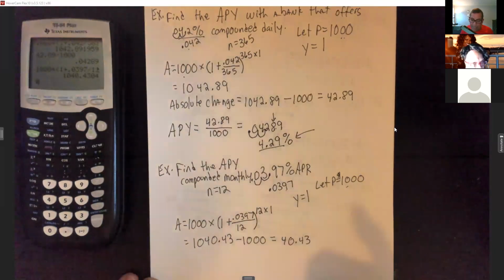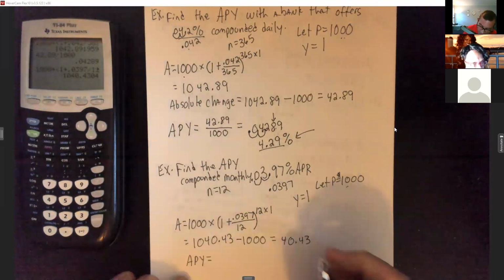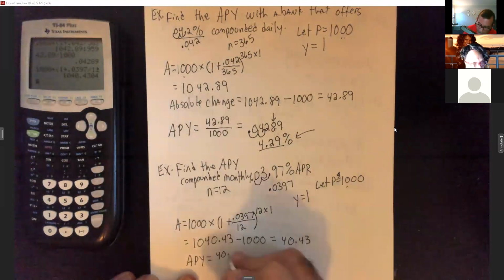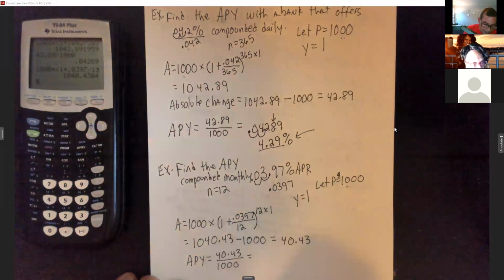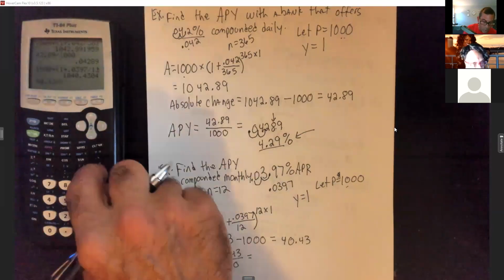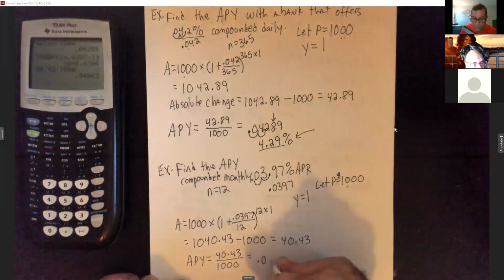All right, so last step, find that APY. APY equals my $40.43 divided by my imaginary 1,000. So let's see, 40.43 divided by 1,000. I'm getting a 0.04043.